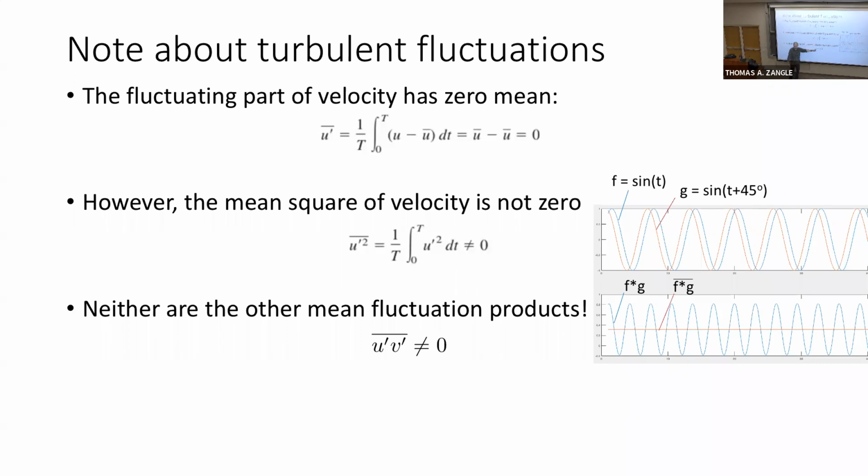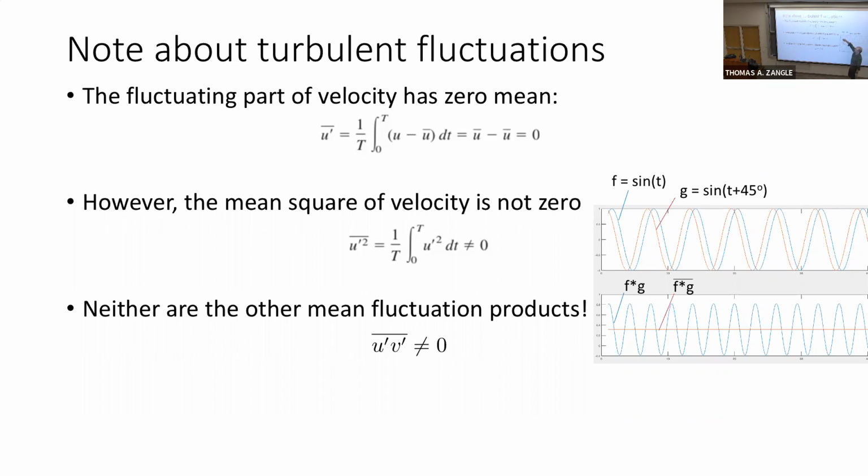A similar thing is happening here with our fluctuation. The time average of P prime multiplied together is non-zero. The time average of P prime squared.